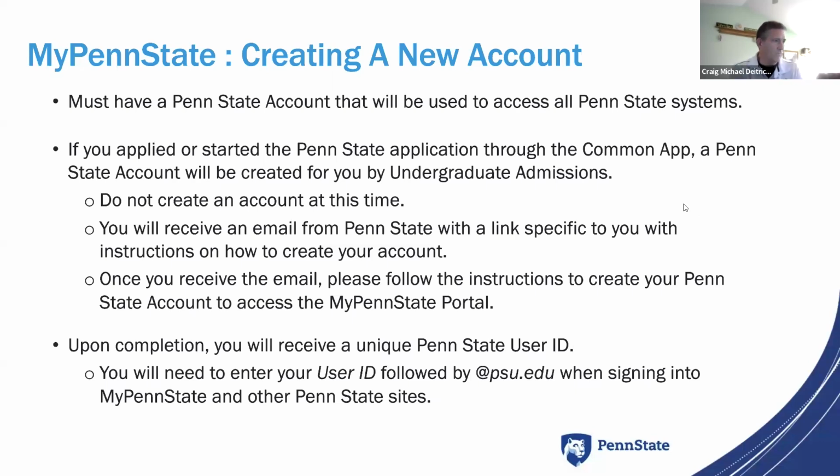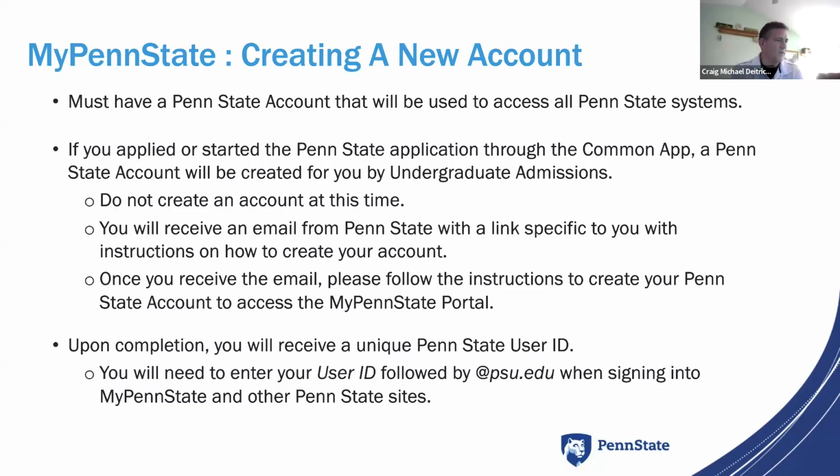If you need to create an account, which you shouldn't have to do, because if you apply through My Penn State, it's going to be created for you. If you use the Common App, admissions is going to go through and create an account for you. Once they create that account, they're going to send you an email with a link to go ahead and set it up, log in and create your passwords and everything. So once you get the email, just follow the instructions to create the account, and then you'll have access to that My Penn State portal.